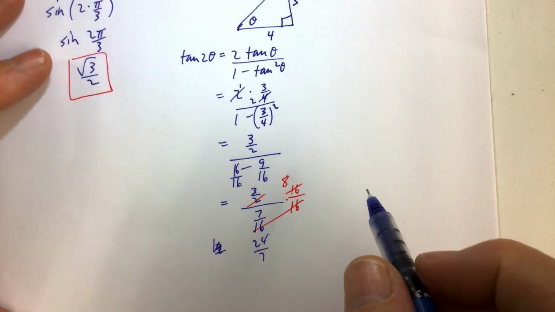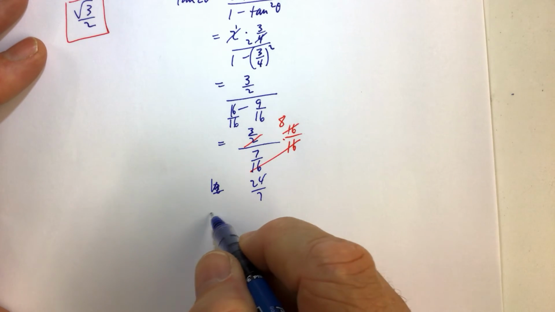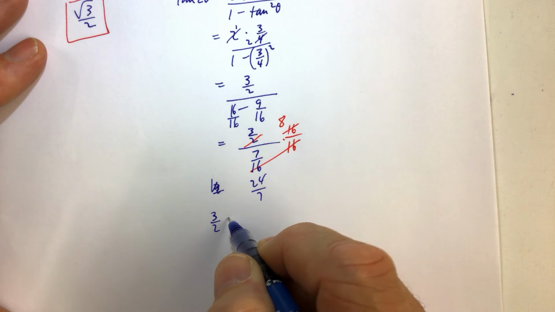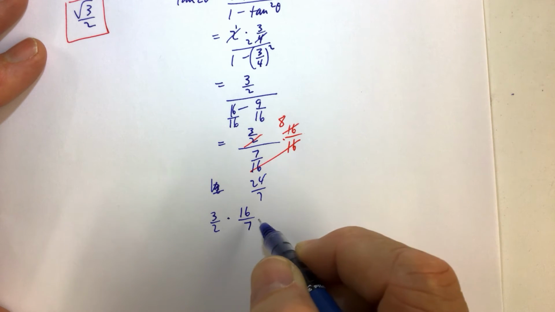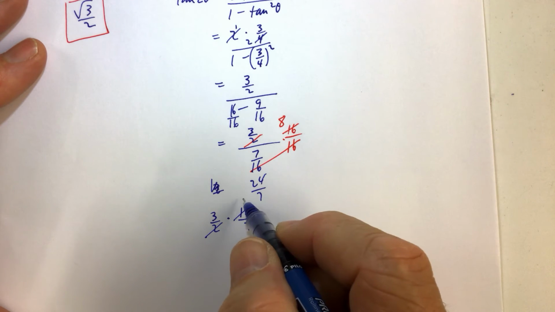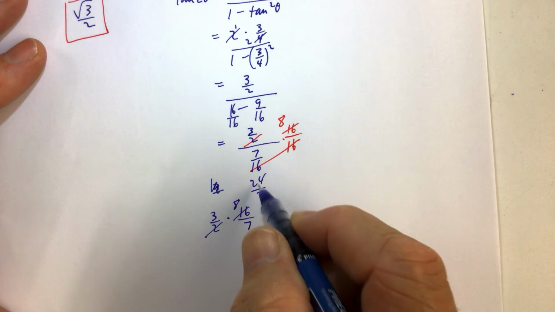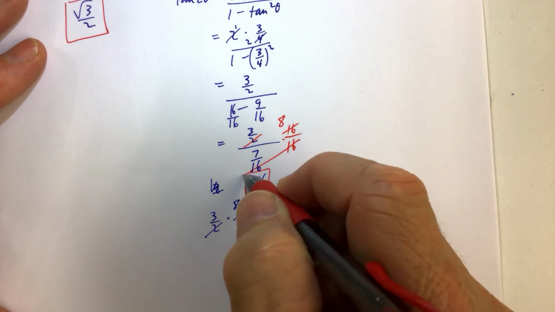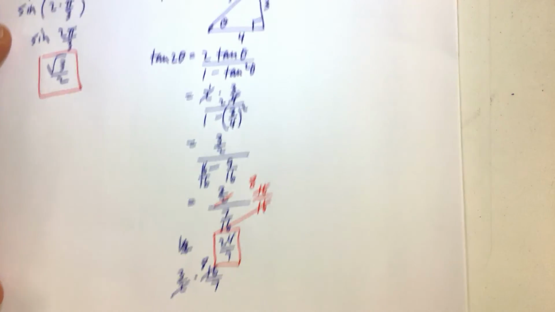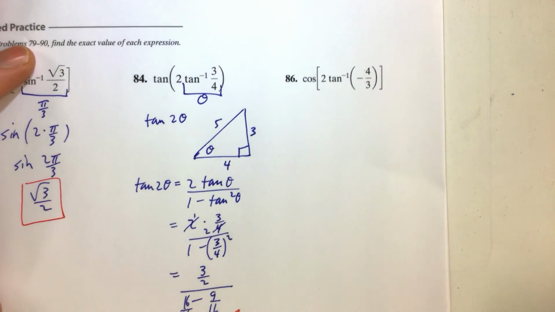Now, what would you do if you had 3 halves divided by 7 over 16? Well, it's the same as 3 halves times 16 over 7, which again, 2 goes into 16 8 times, and 3 times 8 is 24 over 7, and we still get 24 over 7. All right, maybe you guys do the last one on your own.